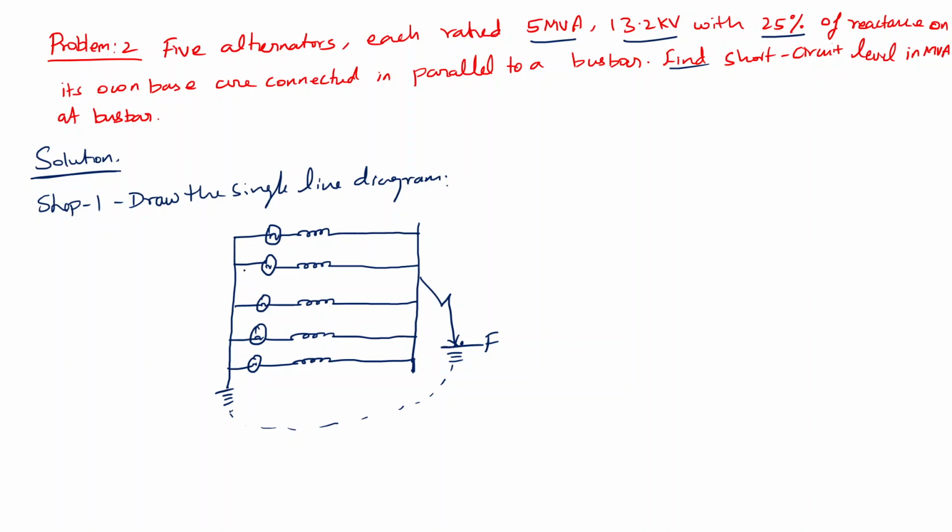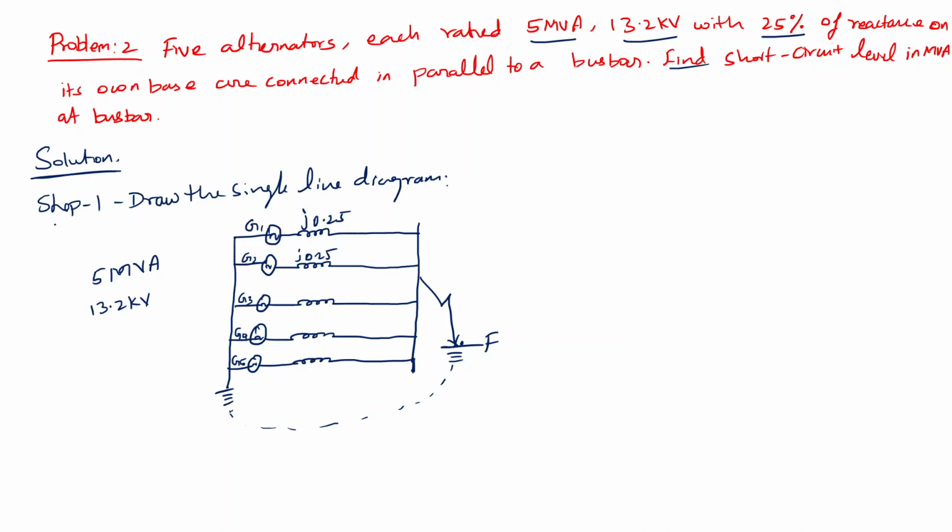For this system, say for example, this is G1, G2, G3, G4, G5. All these 5 generators have a value of 5 MVA, 13.2 kV, and a reactance of 25% of the actual. So 25% means obviously it will be j0.25 for all, j0.25.